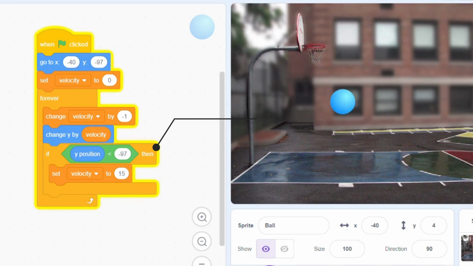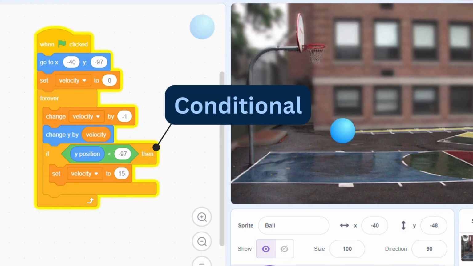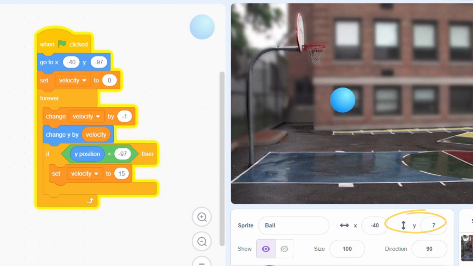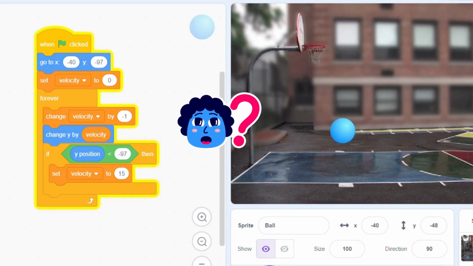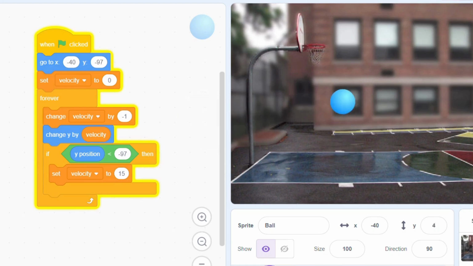I also used conditional logic, that is, the if-then block, which checks the ball's y position, creating a virtual ground that resets the velocity to simulate a bounce. In a learning activity, students can use this to test what-if scenarios, like changing the gravity variable to see how an object would fall on the moon or Mars.